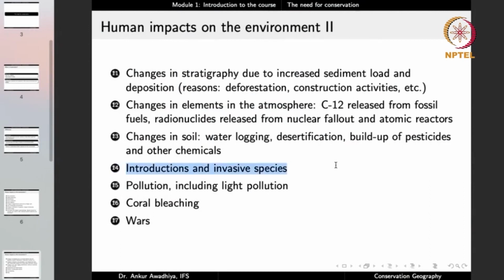We are observing introductions and invasive species. Now, invasive species are those species that we have taken out of their natural habitats and we have brought to some other areas. A very good example is the plant called Lantana camara, which was brought from Africa into our country because the flowers look beautiful. And so people thought we are going to use them for horticultural purposes, we are going to plant them in gardens. But then Lantana camara is an invasive species in the Indian context.